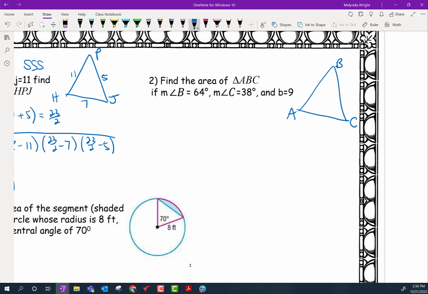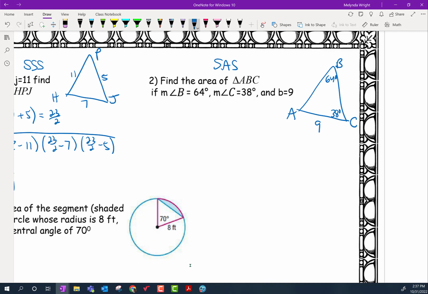Let's see, measure of angle B is 64 degrees. Measure of angle C is 38 degrees. And side B is 9. All right, so I don't have all the sides, so Heron's really wouldn't be a great idea for me. The other formula needs side, angle, side. That would kind of be the best option for me. We're going to have to use law of sines to get our other side. But I would like to go ahead and find the angle measure.